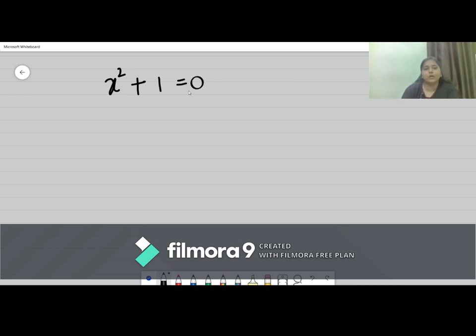What is this? This is a simple quadratic equation I have written.